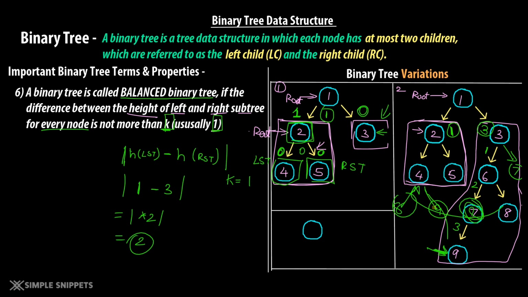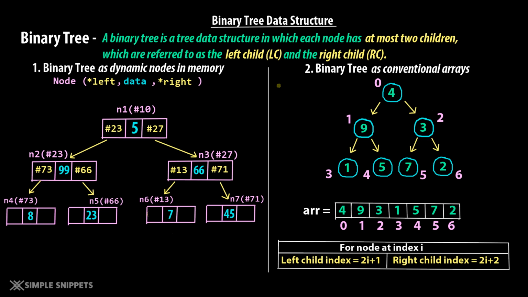So let's move forward to the last topic of this video, which is how you can implement a binary tree data structure. Now in the previous tutorial we saw one type of implementation of binary tree, and that is as dynamic nodes in the memory. When I say that, you just create a node. You can see I've created a node n1 in the memory at some address #10. Then you create node n2 at some other address #23, and for node n1 as the left pointer you assign n2.